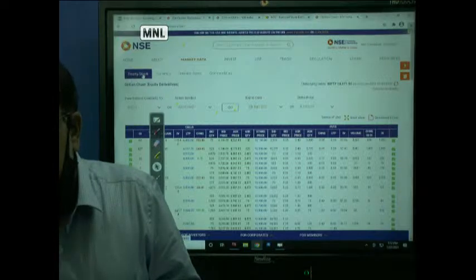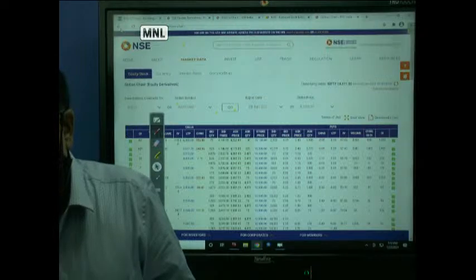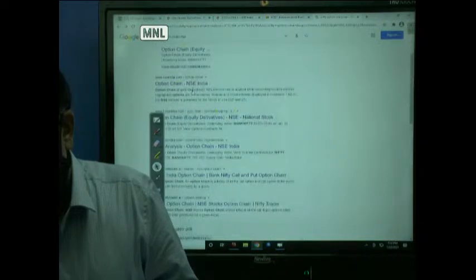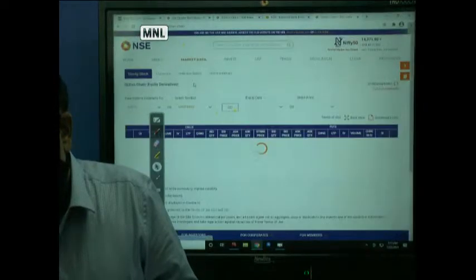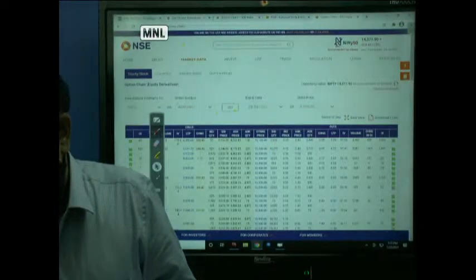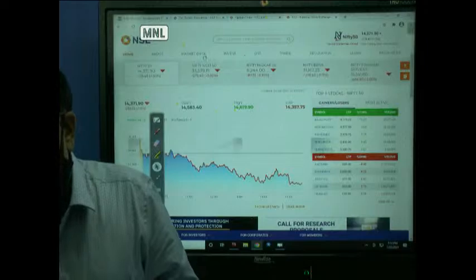Equity stock. So you're not getting that. I think it's an old site which used to give much better information. So we'll just look at it again. Let's see.